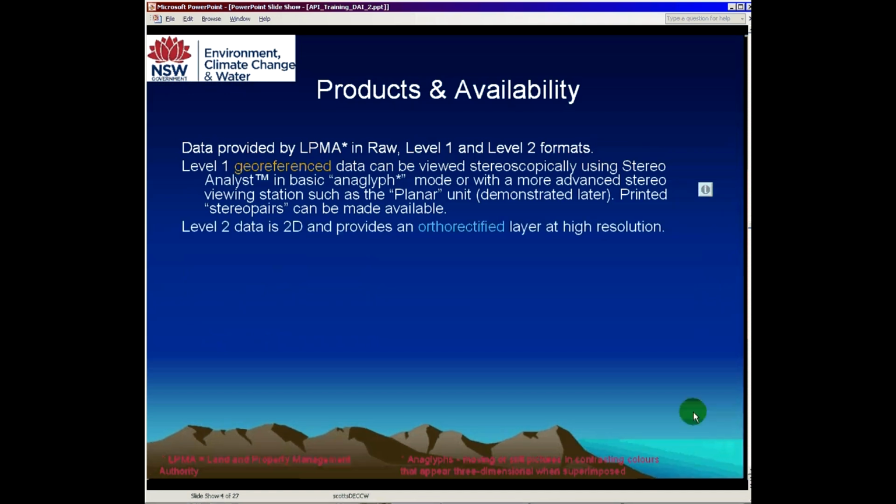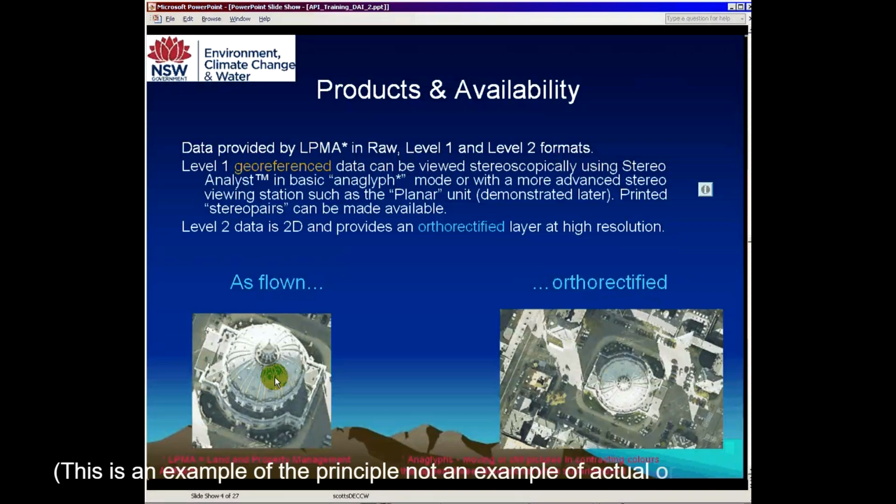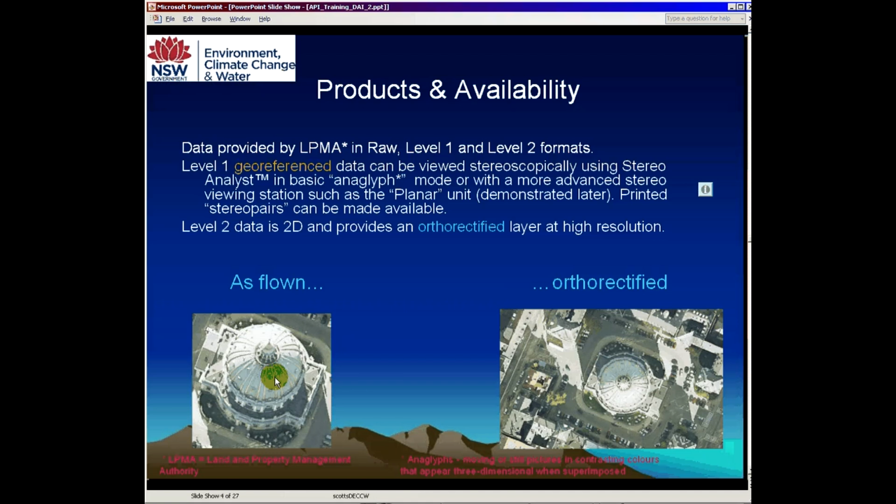The level 2 data, as I said, is 2D. It provides an auto-rectified layer at high resolution. The difference between the two can be simplified in this diagram. You can see in this particular image at the lower left there is a skewness to the building that's visible, and if you look at the right, it's been rectified so that the skewness has been removed, and it can be overlaid on a map, and points on the photo will line up accurately with points on the map. I'll talk more later about auto-rectification versus georeferencing.